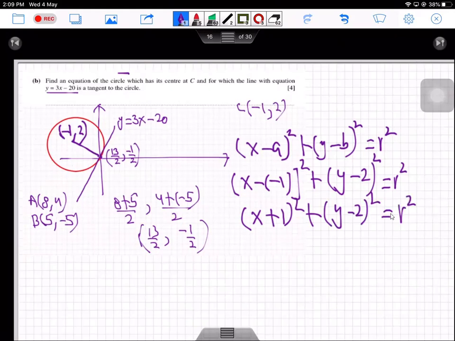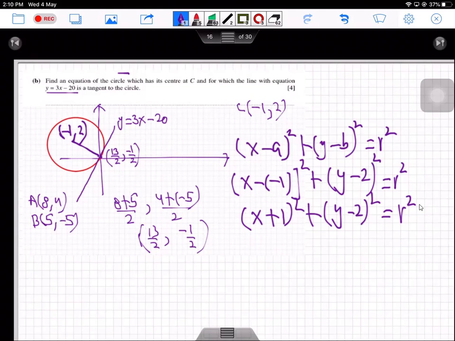Now, in order to find the value of r square, you can use the formula of the distance and find the distance between the 2 points. You will find the value of r and then use the value of r square. But a much easier way is just to do this. Since you know that this point, 13 over 2, minus half, lies on the circumference of the circle, meaning this coordinate satisfies the equation of the circle, you just need to put this coordinate into this form so that you can find the value of r square. As simple as that.